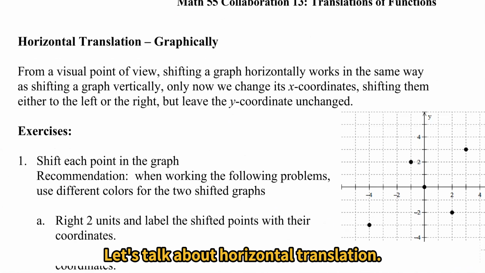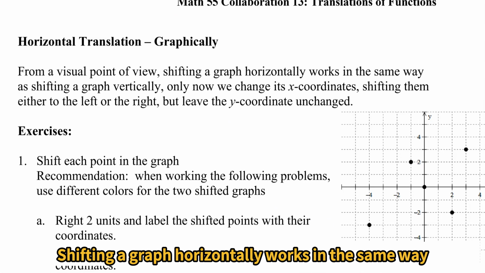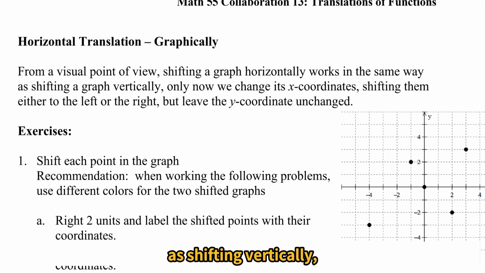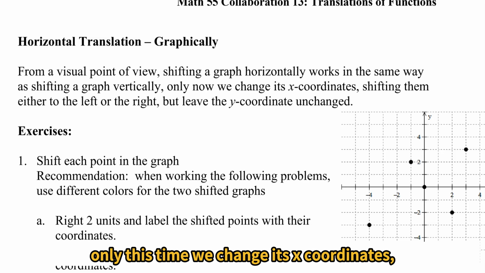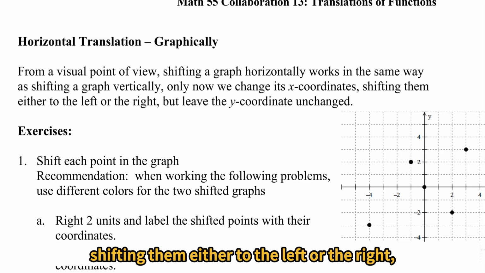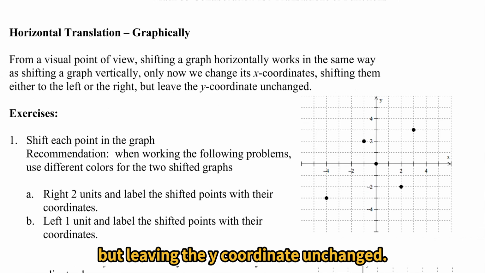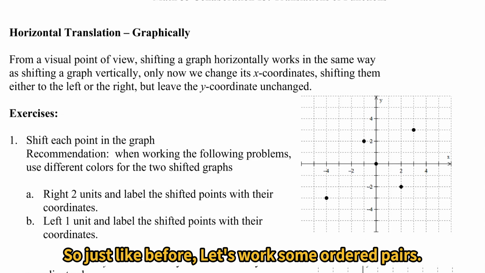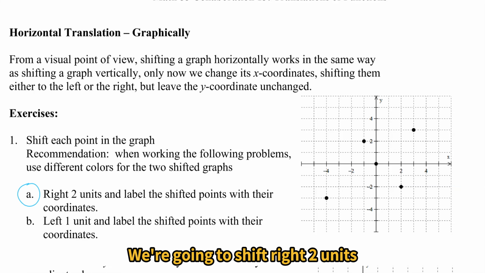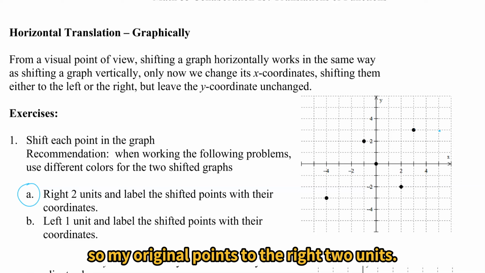Let's talk about horizontal translation. Shifting a graph horizontally works in the same way as shifting vertically, only this time we change its x coordinates, shifting them either to the left or the right, but leaving the y coordinate unchanged. So just like before, let's work some ordered pairs. We're going to shift right 2 units. So my original points to the right 2 units.